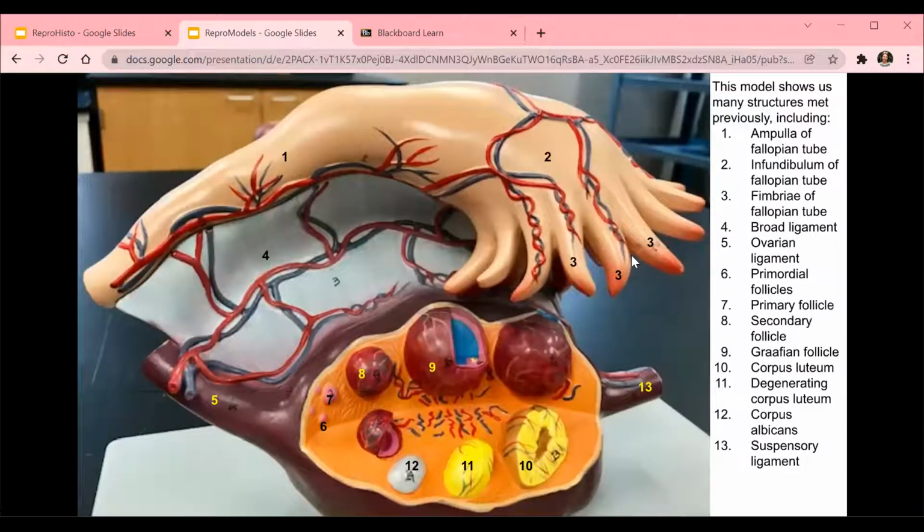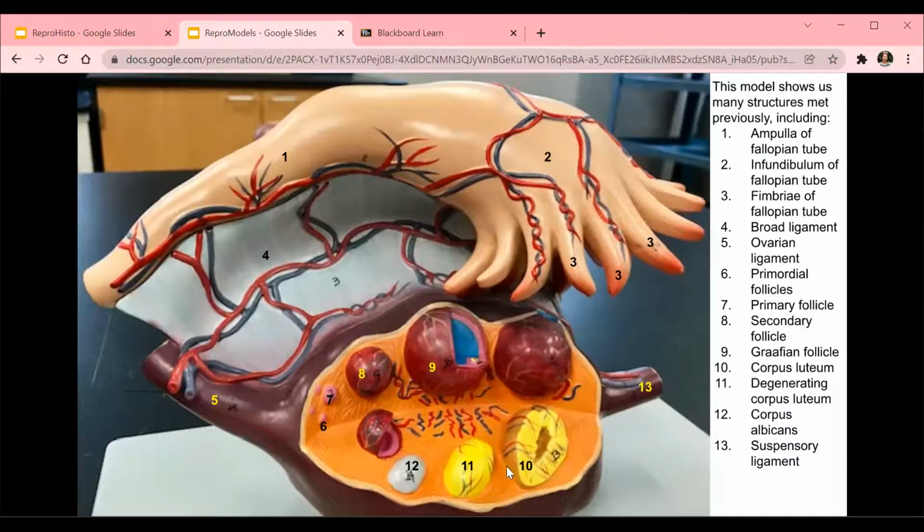This is the next model which we have in the lab. In this model, again, you can see the oviduct. This part is infundibulum and the fimbria, and this part is called ampulla. And number 4 is the broad ligament here. Number 5 in this region is the ovarian ligament, and number 13 is the suspensory ligament of the ovary.